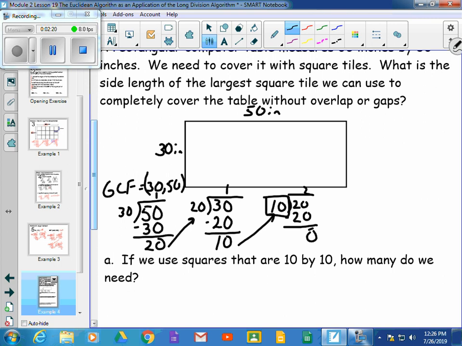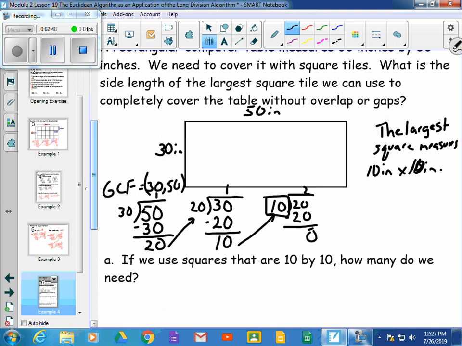Now what that tells me is the largest square that we can use measures 10 inches by 10 inches. Remember, it's a square, so all 4 sides have to be the same. So 10 inches by 10 inches is the largest square that we can use.